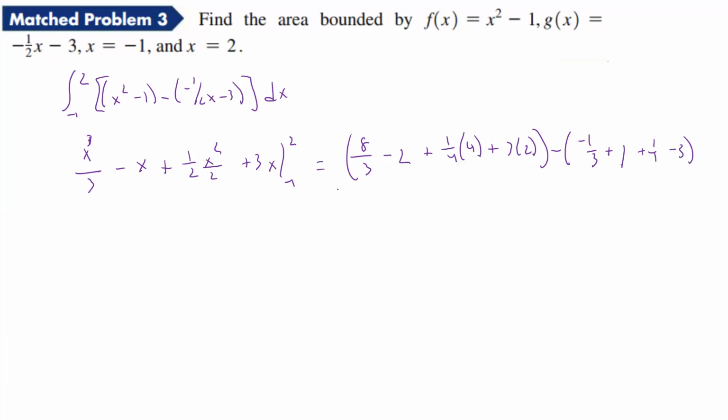And so now let me plug all that into my calculator. So I have 8 divided by 3 minus 2 plus 1 plus 6, and then minus parenthesis, minus 1 divided by 3 plus 1 divided by 4 minus 3, and I get 9.75. And that's the exact number. There's no extra decimals. That's what it is. And so that would be my actual answer for that one.